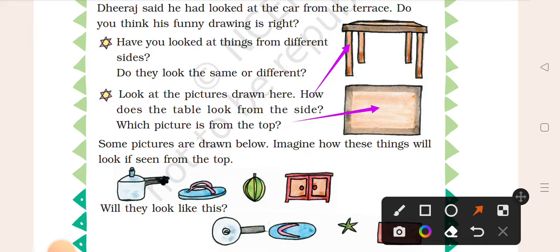Will they look like this? Sorry, some pictures are drawn below. Imagine how these things will look if seen from the top. The cooker will look like this. The chappal will look like this. The watermelon will look like this. The table will look like this.